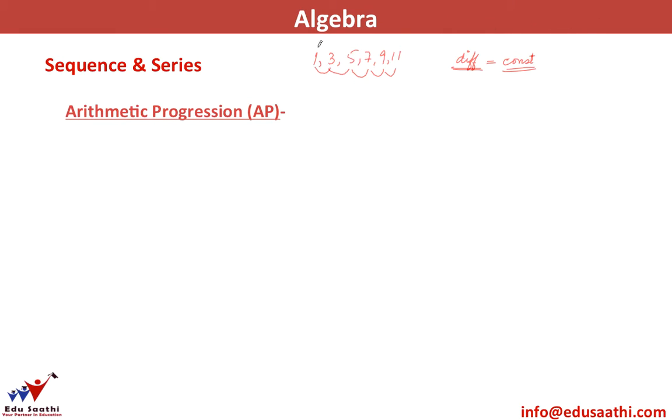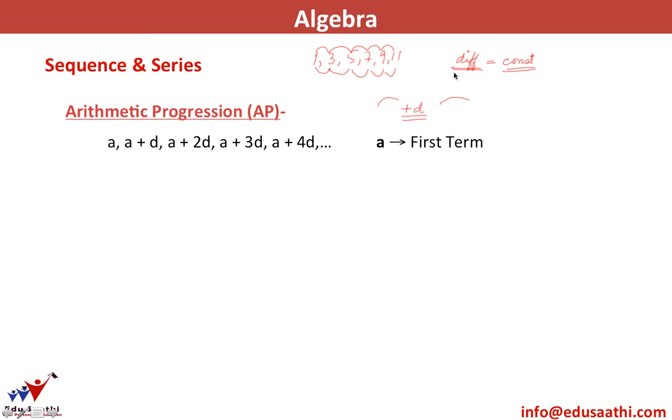Or I could say 1 plus 2 is 3, plus 2 is 5, plus 2 is 7, plus 2 is 9, plus 2 is 11. That means if I keep on adding a constant difference to the previous term, I would get the next term. So the terms would be represented as A, the first term, plus the constant difference D, I would get the next term. Again add the constant difference, A plus 2D, again add, A plus 3D, again add, A plus 4D. So I keep on adding a constant difference to the first term, and I will get all the terms of this series.